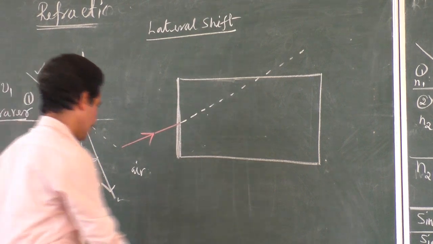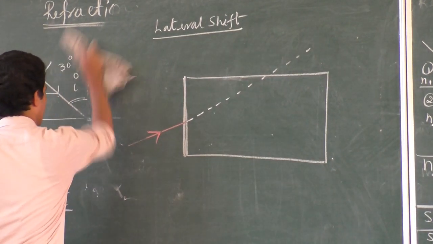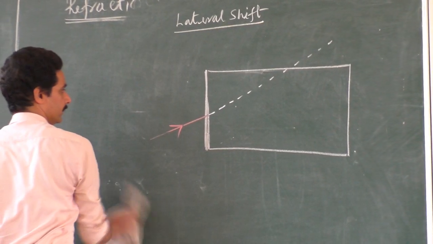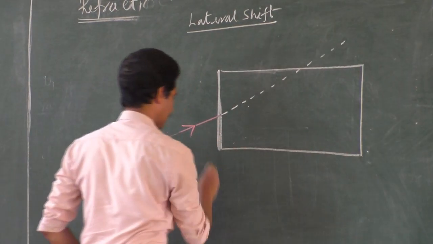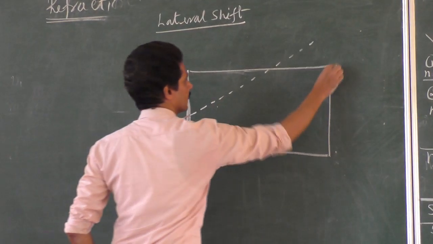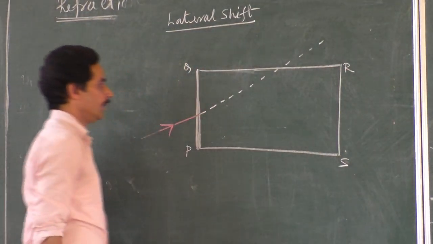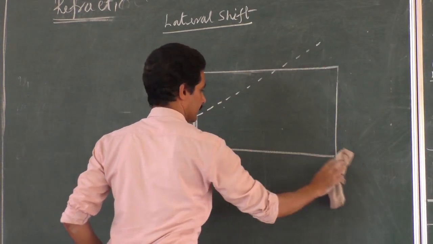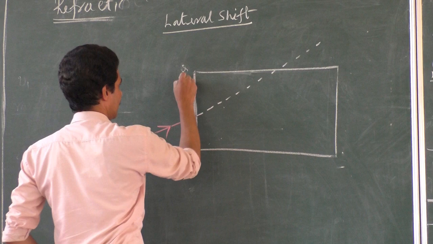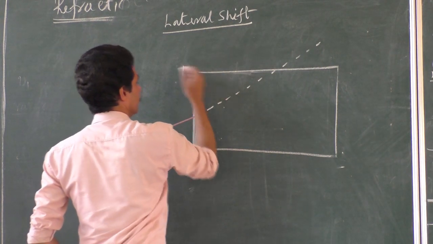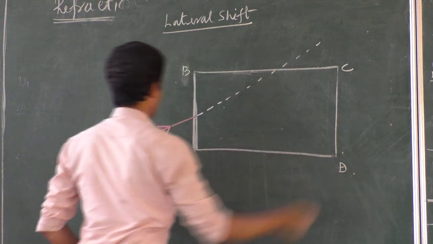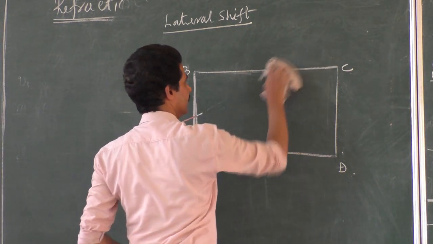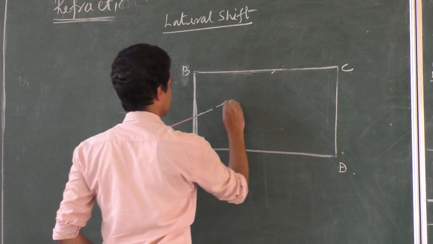Let a ray of light undergo refraction through a parallel sided medium. Take a ray of light incident on a glass slab. These two sides, let them be parallel. ABCD is a rectangular glass slab. Let us take the ray as PQRS. Original direction is not a straight line. It should be a straight line. It should be like this.